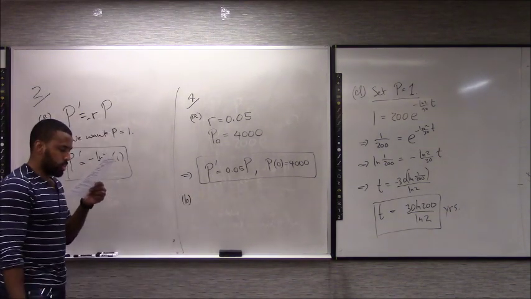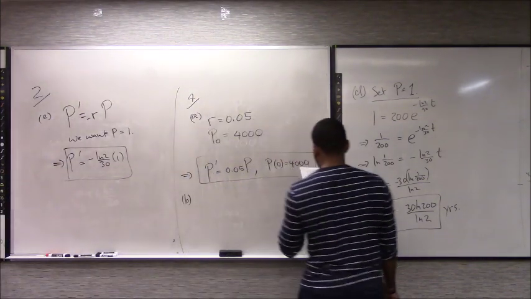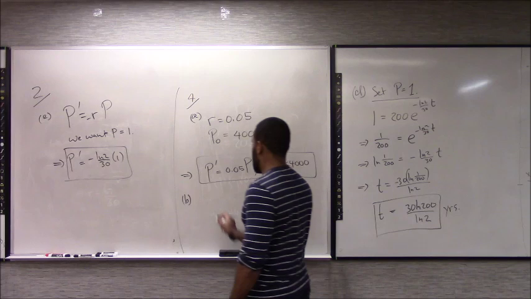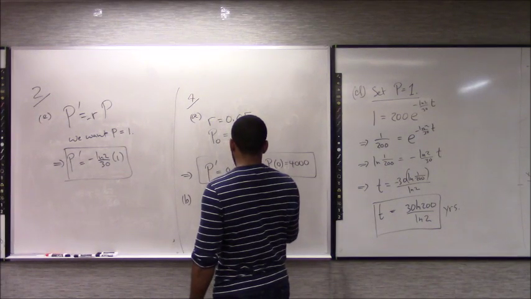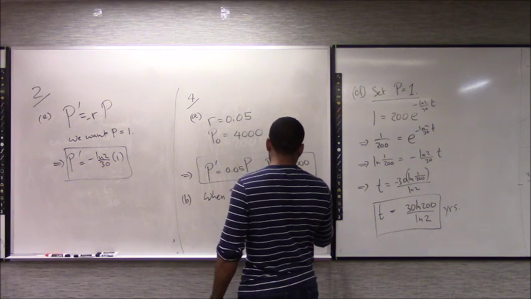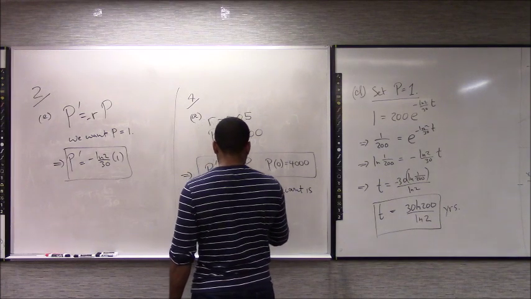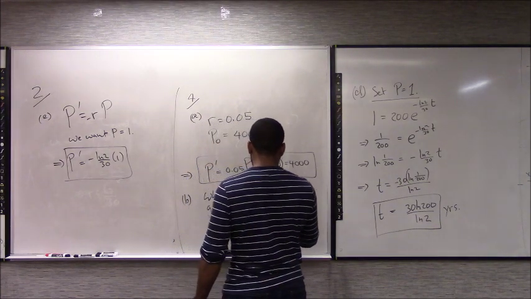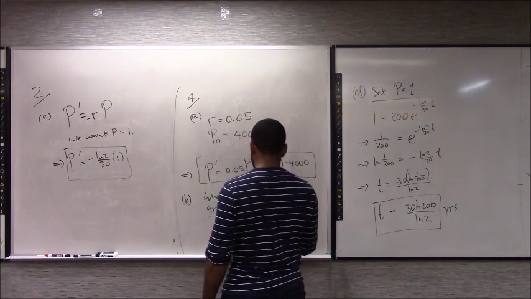At what rate in dollars per year is your account increasing when the balance reaches 6,000? So when P equals 6,000, the account is growing at a rate P prime equals 0.05 times 6,000.